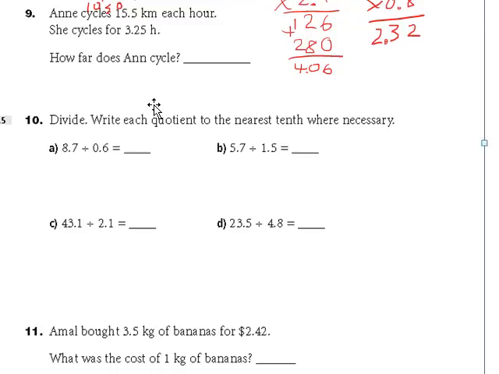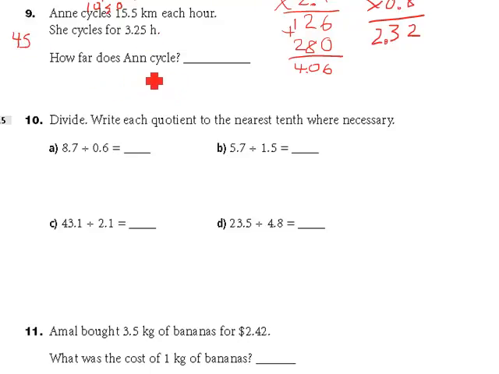Okay, so Anne cycles 15.5 kilometers each hour. She cycles for 3.25 hours. So we can estimate right there that if every hour she does 15.5, and there are 3 hours, that's 3 times 15.5. Let's make it really easy: 15 kilometers, let's say, in 3 hours. It's going to be around 45 kilometers. So we can use that to place our decimal later.